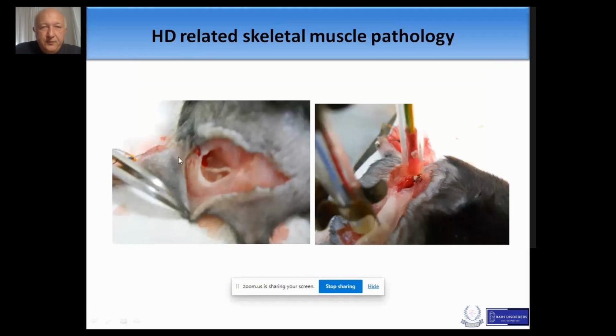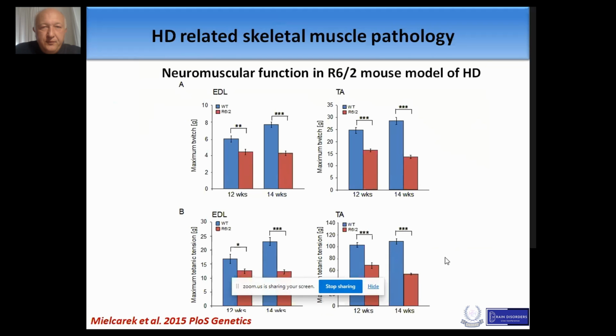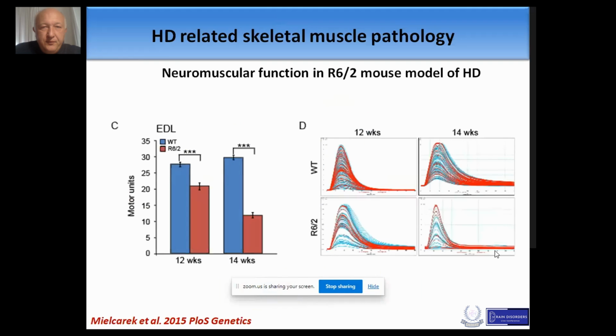We provided the impulse through the sciatic nerve, and the detector was attached to the tendon of the tibialis or EDL muscle. We found that the maximum twitch was significantly reduced, both in EDL and in TA muscle, and the maximum tetanic tension was also significantly reduced, which was somewhat expected based on the muscle weight loss.